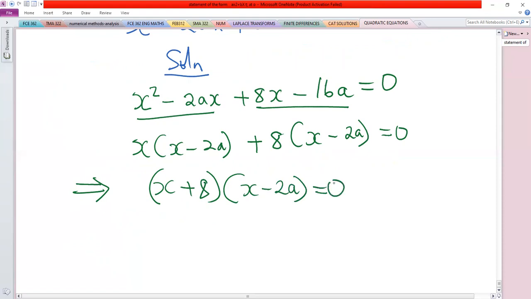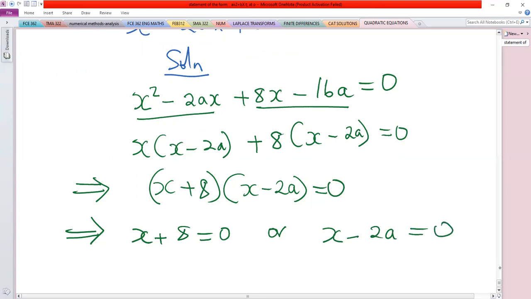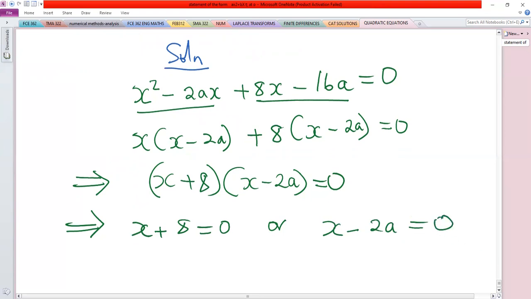Now, using the zero product property for real numbers will give x plus 8 equals 0, or x minus 2a equals 0. So which means x equals minus 8, or x equals 2a. So those are the solutions to that given quadratic equation.